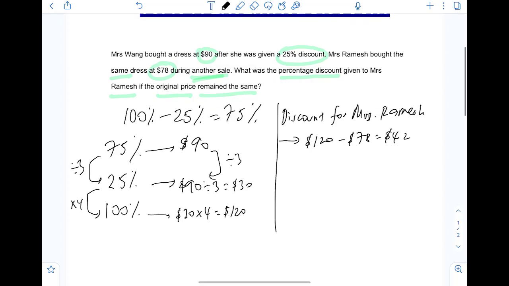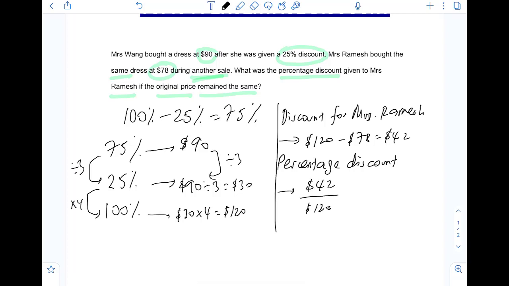Okay, now so which means the percentage discount will be the discount itself over the original price times 100%. 42 divided by 120 times 100%. Answer: 35%.